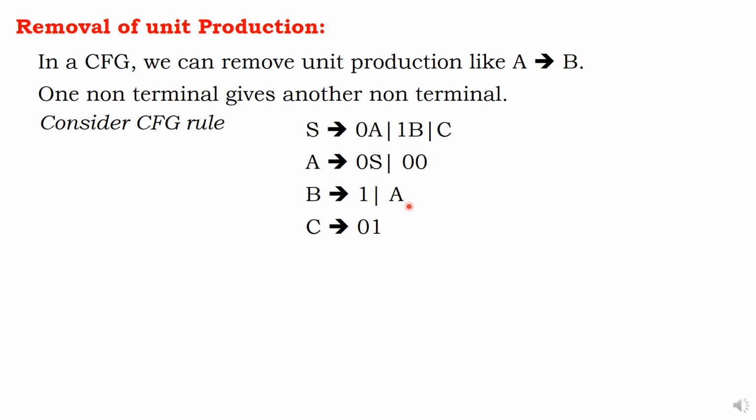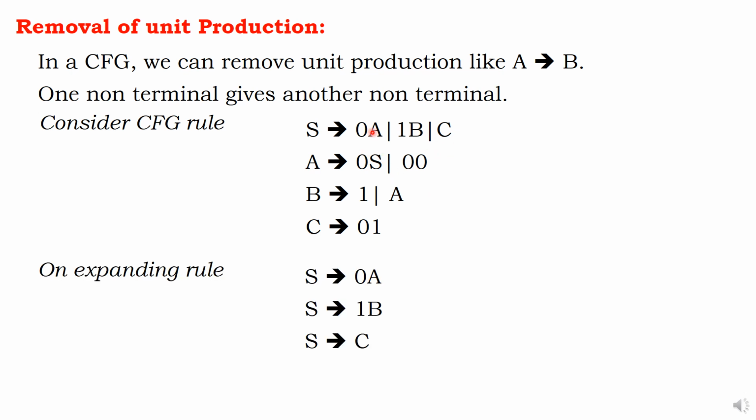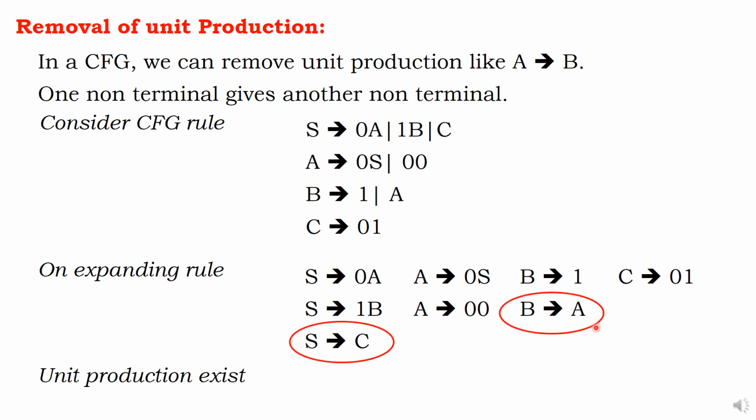Now, have a look at this particular CFG, context-free grammar. It is very obvious that S gives C. Sometimes you may miss this particular A. So, my advice, you usually split and write the grammar. On expanding, S gives 0A, 1B, C. Separately I wrote. Again, A grammar I am going to split: 0S, 0, 0. B grammar I am going to split: 1A. C grammar: 0, 1. Now it is very clear who is your unit production. This is one unit production. This is one unit production. Done. These are the unit productions that exist.